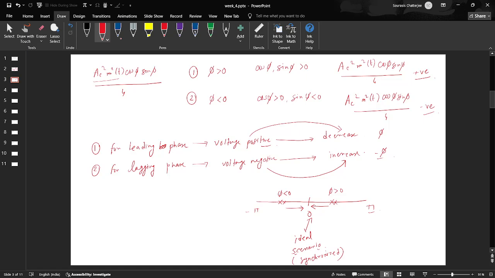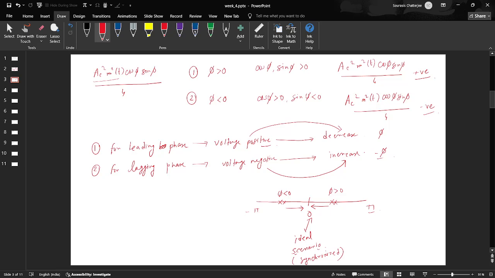That is where I have established this relation, how I want the voltage given to the voltage control oscillator to impact the phase offset. We have seen for leading phase, that is for phi greater than 0, voltage is positive. Since it's a leading phase, I would like to bring it back to 0. So I tune my voltage control oscillator such that the positive voltage leads to a decrease in phase offset, so that it moves towards 0.